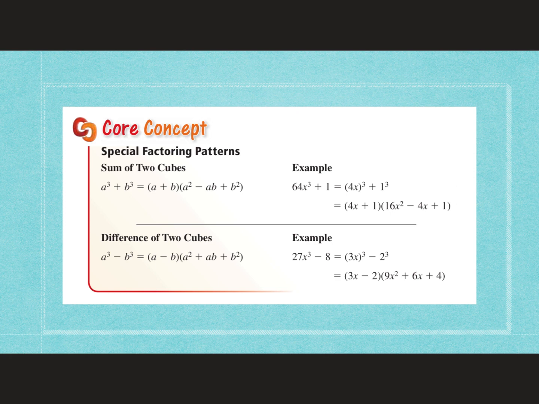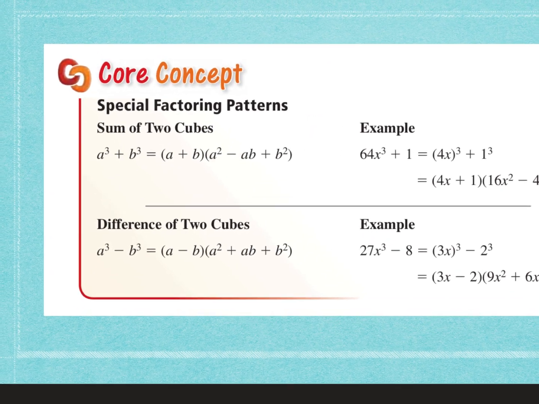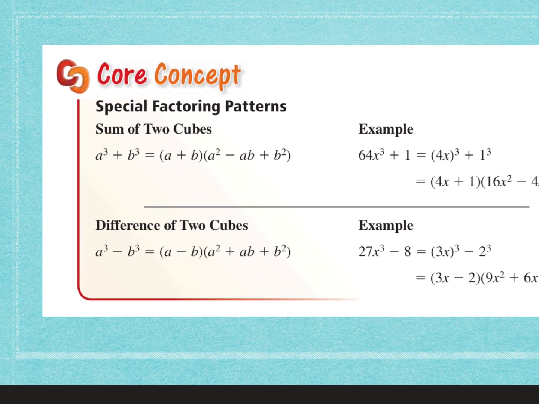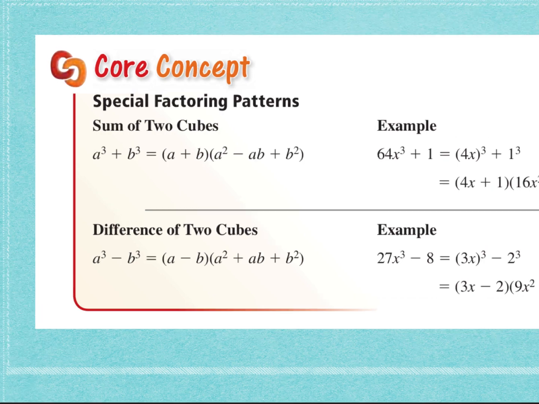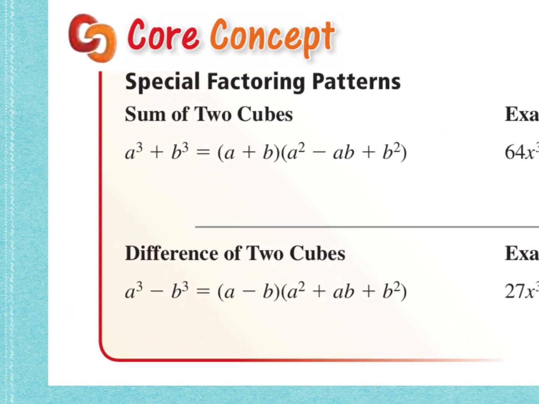All right, special cubes, the pattern. This is not the easiest thing in the world to memorize. It is very helpful if you do memorize it. But a perfect cube is when you multiply the same number times itself 3 times. So if you have 2 perfect cubes that you're adding, this is the pattern. The first parenthesis is the a term plus the b term. Then the second parenthesis, you say a squared minus ab plus b squared.